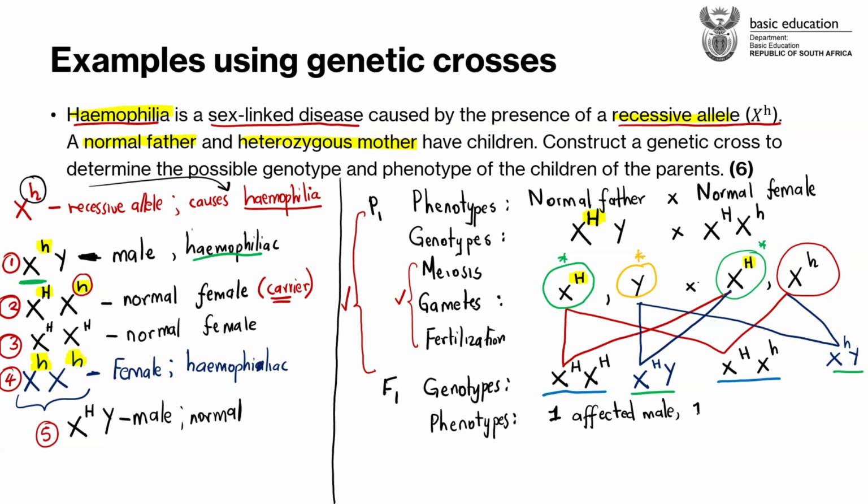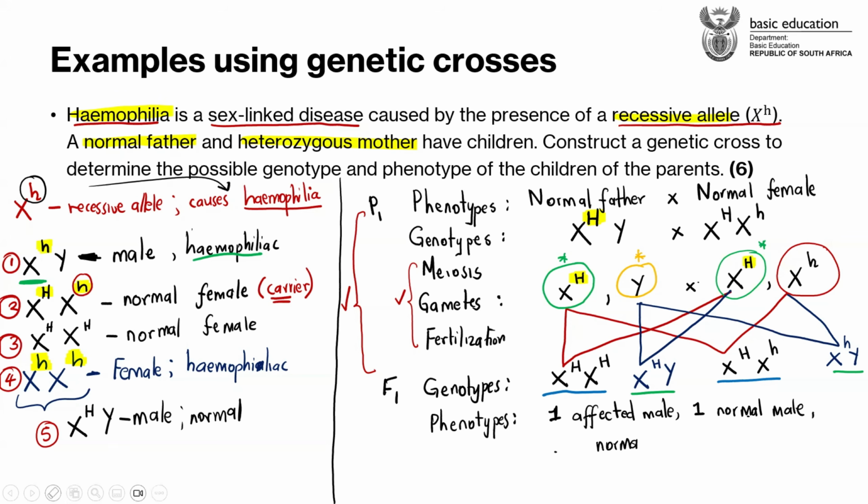We have got one normal male. These are the possibilities: one affected male, one normal male, and then normal females. Is it only one? No, sorry, it's two normal females. I can't see properly. Yes, it's two normal.